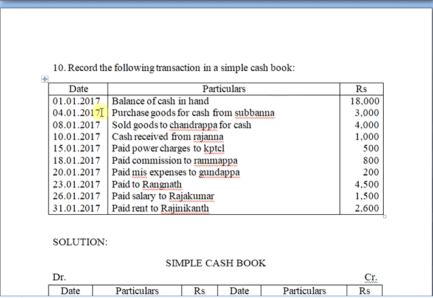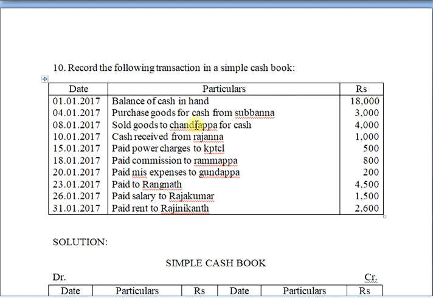On 4/1/2017, purchased goods for cash from Subbanna. Ignore that person's name. We purchased for cash. When we purchase for cash, it should be recorded under which side? It should be recorded under the credit side, as it is a payment made. How much is the payment made here? 3,000.